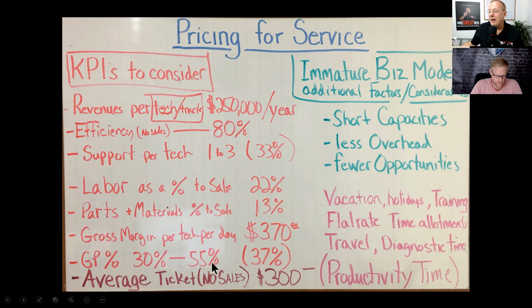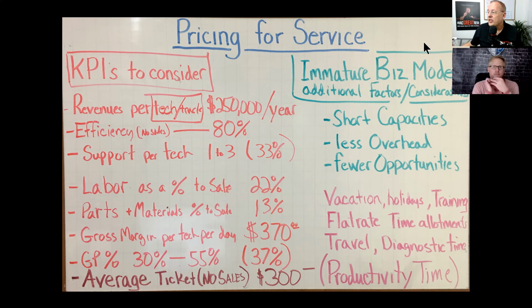Now, your gross profit margin for your service department, that's generally pretty high. 37% in this example. Average ticket on no sales is about $300. So if you go out on a repair, one repair ticket, about $300 on average. We didn't do any sales or anything like that. The GP, obviously, per tech, per man. And I take that back. That actually can include sales that the technician actually does, not that he defers to the installation department.